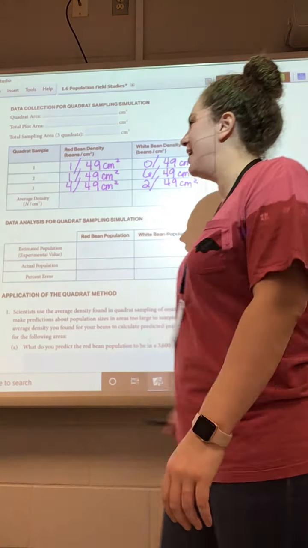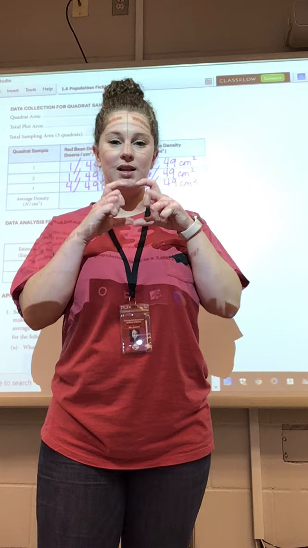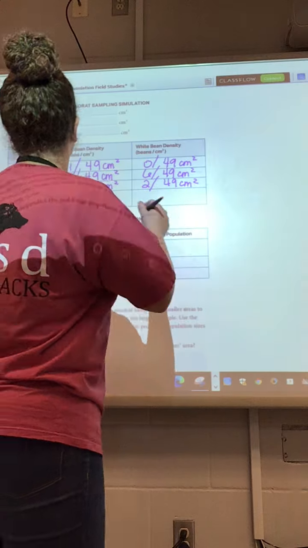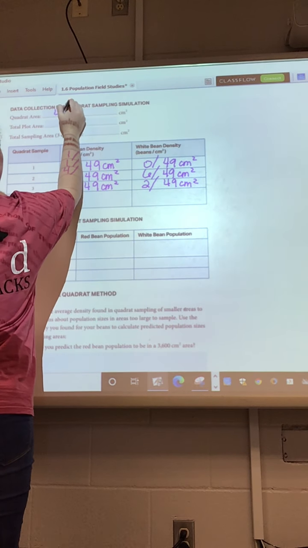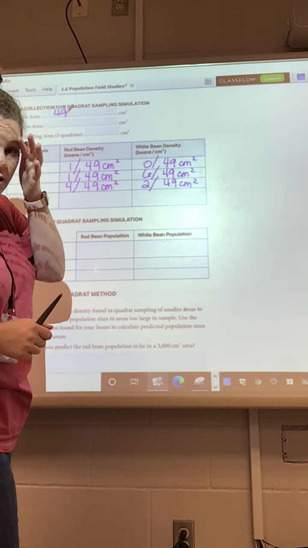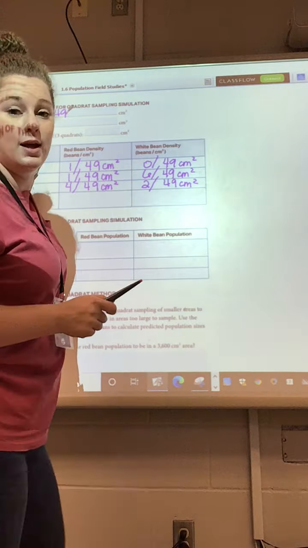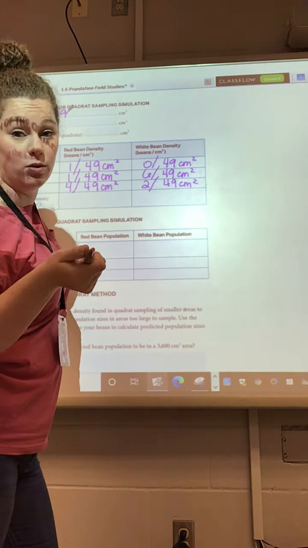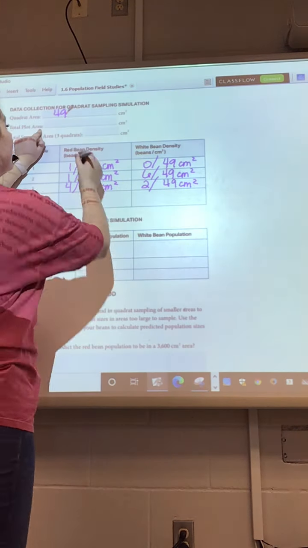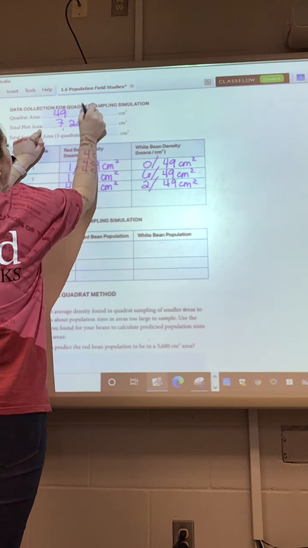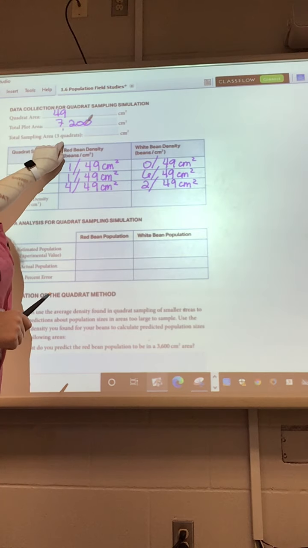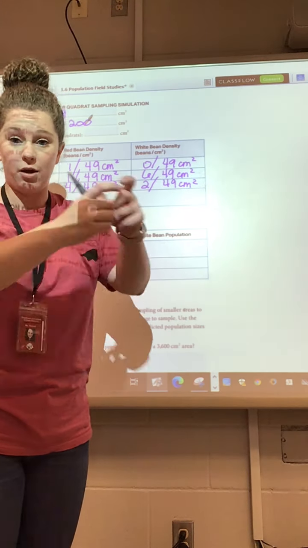Maybe that'll help. All right, so our quadrat was that little pink box that I threw, and that was 49 centimeters squared, okay? Make sure you're putting them in the right spots, okay? All right, my total plot area, that was the entire rectangle that I drew out, okay? So that was 120 centimeters by 60 centimeters, making that 7,200 centimeters squared.